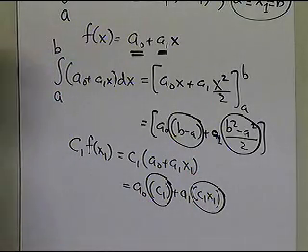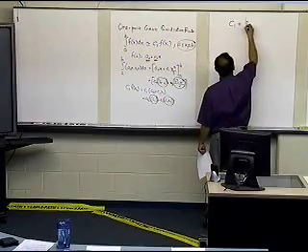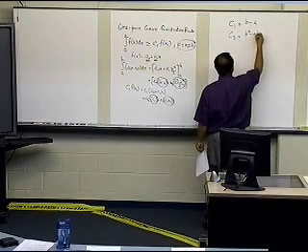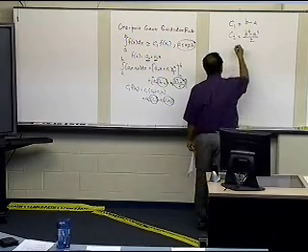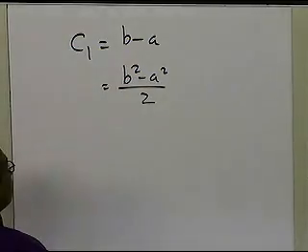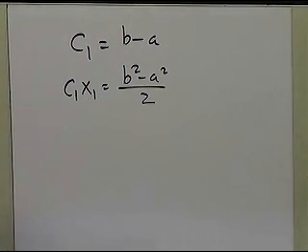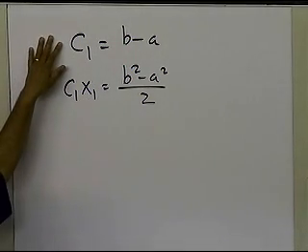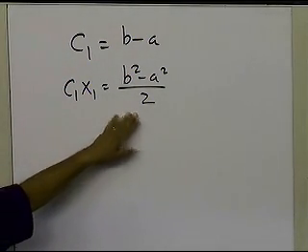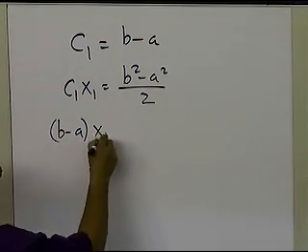So those give me two equations. And what are those two equations? It gives me c1 is equal to b minus a, and c1 x1 is equal to b squared minus a squared by 2. So c1 is already calculated, b minus a. c1 times x1 is calculated as b squared minus a squared by 2. So I can substitute the value of c1 here, which is this.